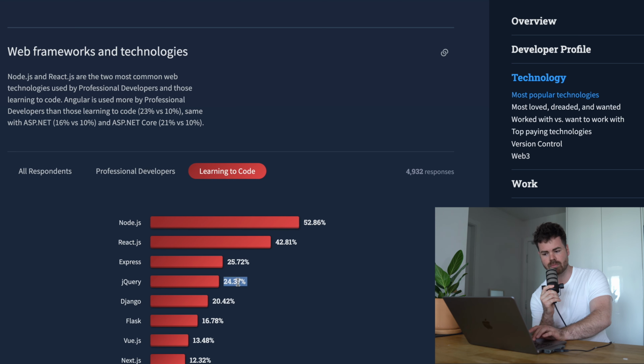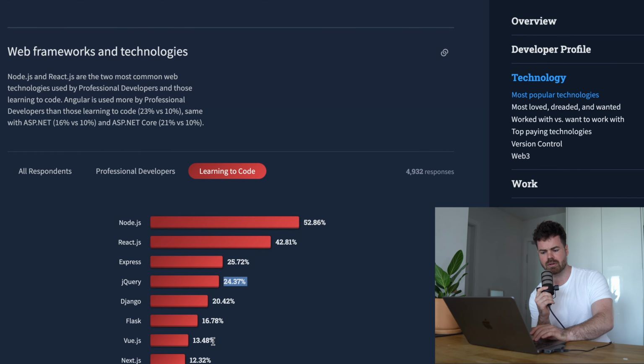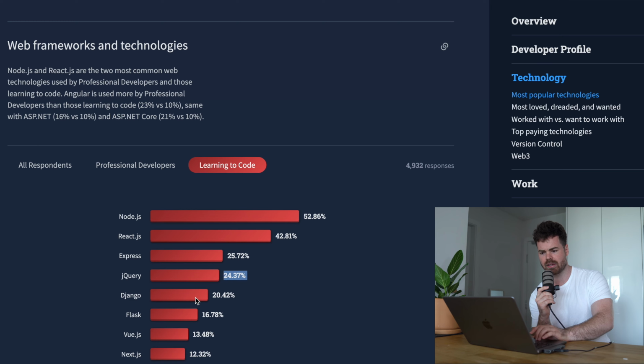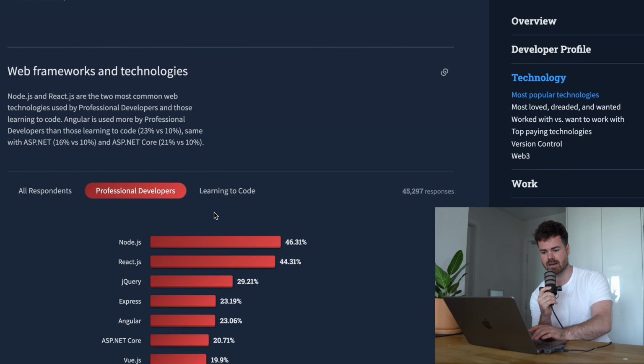Normally when you're getting into an industry and learning the new things, you try and stick to the most modern stack. So I would have assumed that would be Node, React, and Express makes sense. Django to a lesser extent. But I thought Vue and Next.js would be higher up the ropes as well. Next.js is fantastic. Very easy to get up and running with.